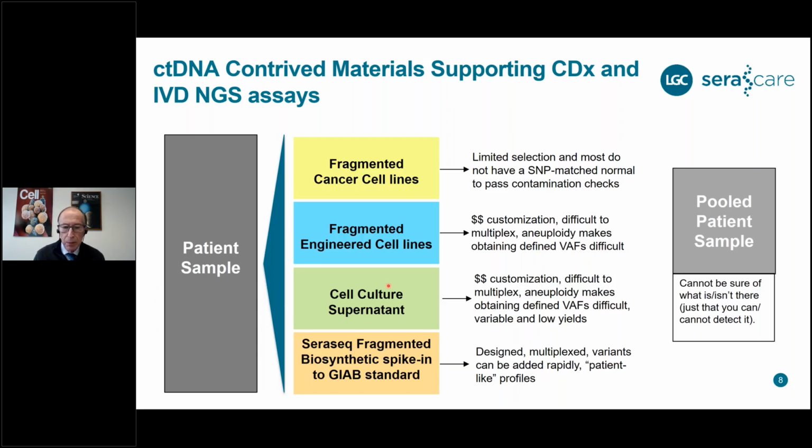Cell culture supernatants have been used, growing these cells and then harvesting the cell culture supernatant. Again, very costly as far as customization, and very low yields. Aneuploidies make it difficult to obtain defined variant allele fractions. Our approach at LGC is to use the SeraCare-branded fragmented biosynthetic spike-in to a Genome in a Bottle background standard. These are designed, they are multiplexed, they can be adjusted to whatever allele fraction or content you want, whether it's SNVs, insertions, deletions, etc. And we make them very patient-like, and I'll say some more about that next.